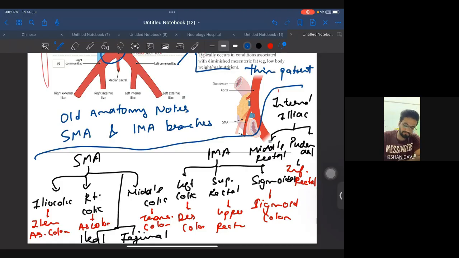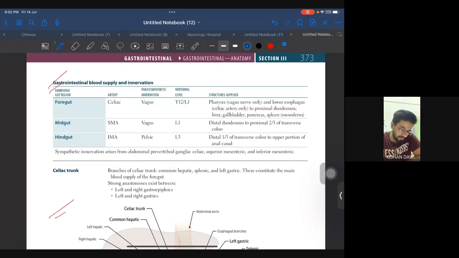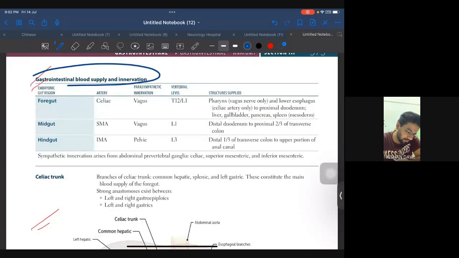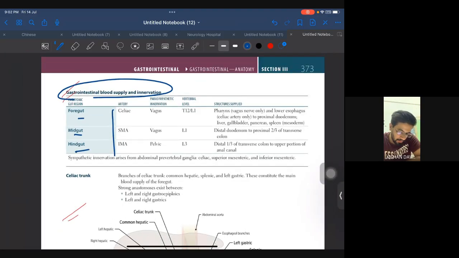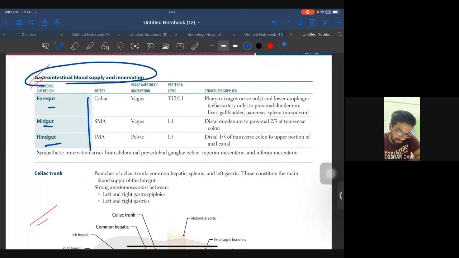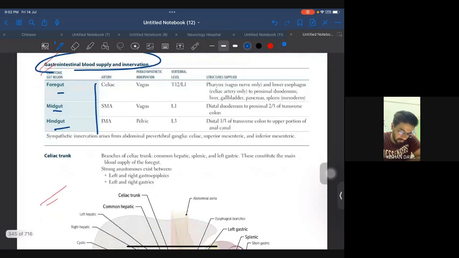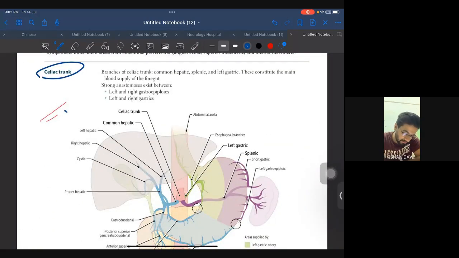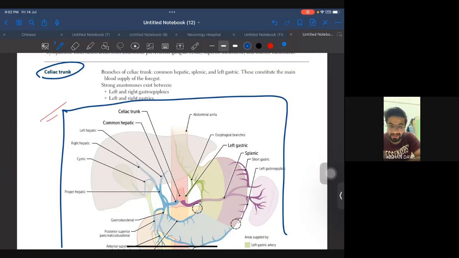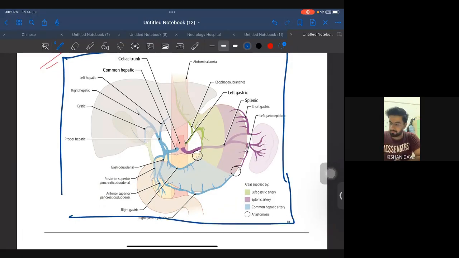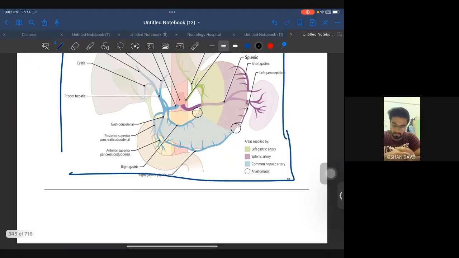Right, let's move ahead. Gastrointestinal blood supply and innervation. Again, foregut, midgut, hindgut, celiac, SMA, and IMA. The branches of the celiac trunk have not been given so clearly over here, so I would highly recommend you to please refer to your anatomy notes. Furthermore, if you want to write down my division, just copy what I am writing.